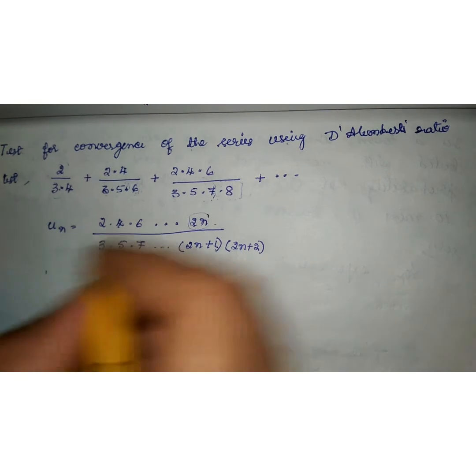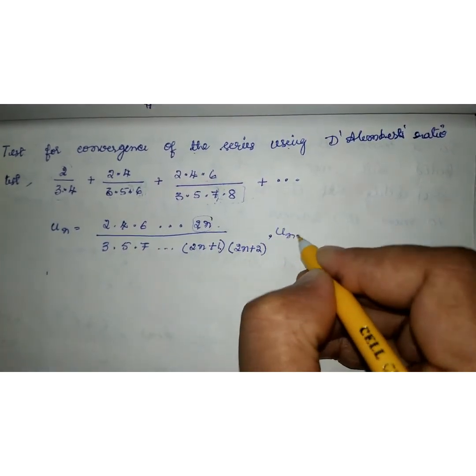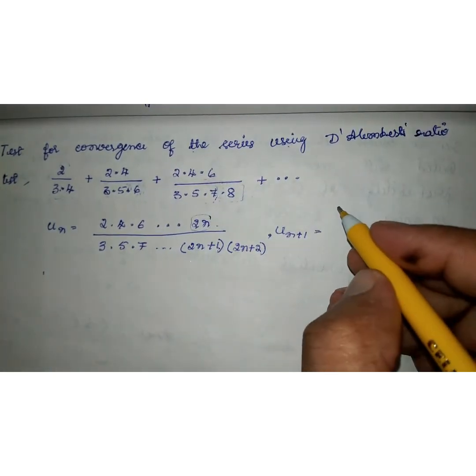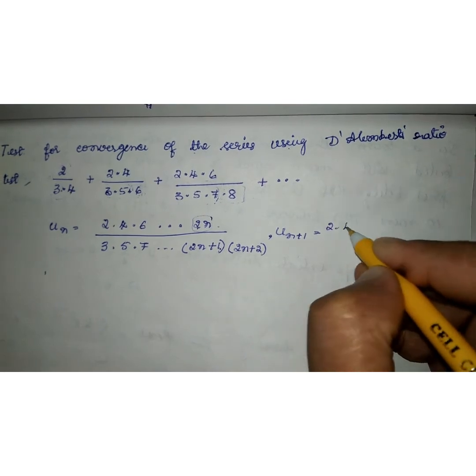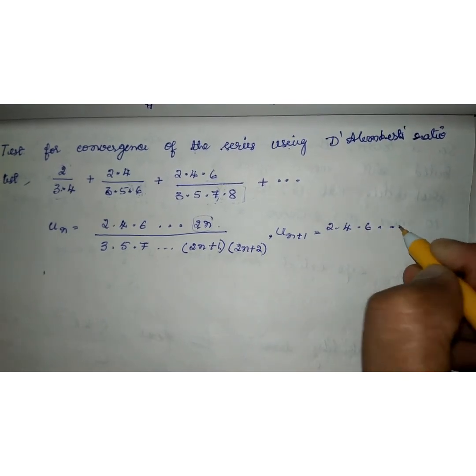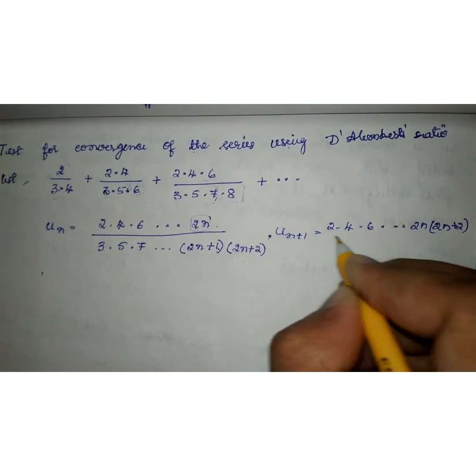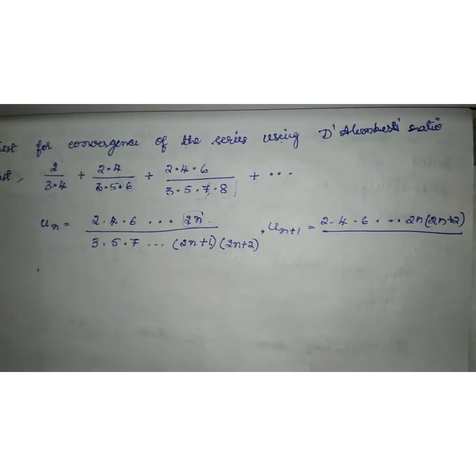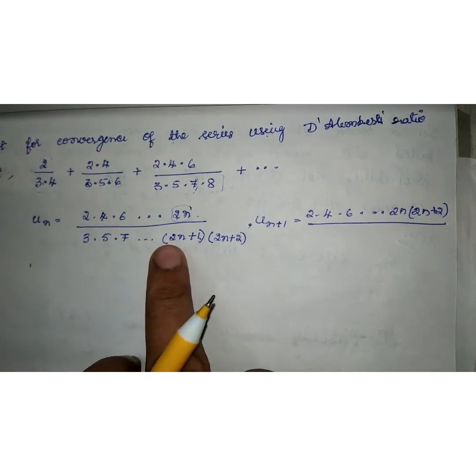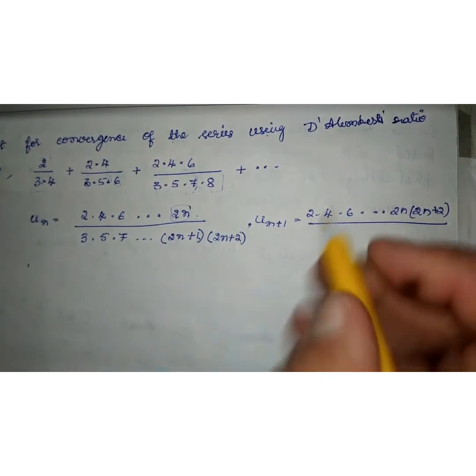So you get un, and now we'll find un plus 1. What is un plus 1? It is 2 into 4 into 6 into etcetera, 2n into 2n plus 2, that is 2 times n plus 1. Once we get un, finding un plus 1 is easy. It is nothing but replacing n by n plus 1.